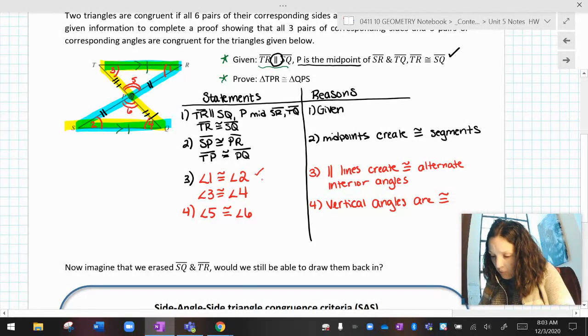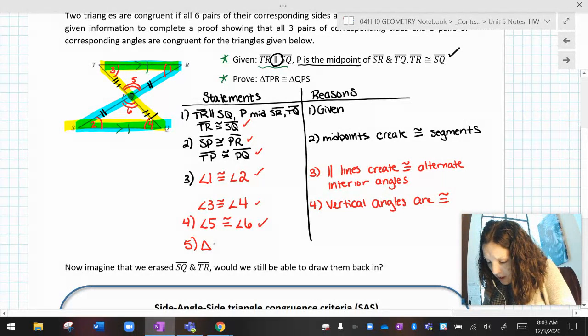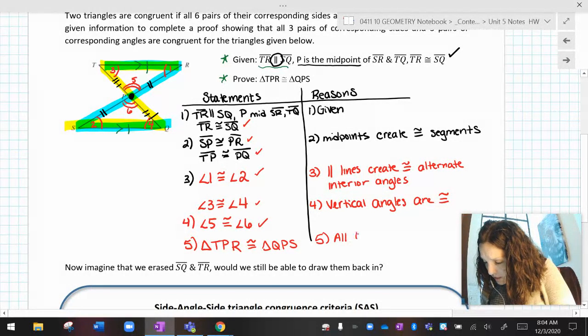So I have 3 pairs of angles and 3 pairs of sides. I have all 6 parts. So now I can say that triangle TPR is congruent to triangle QPS because all 6 pairs of corresponding parts are congruent.